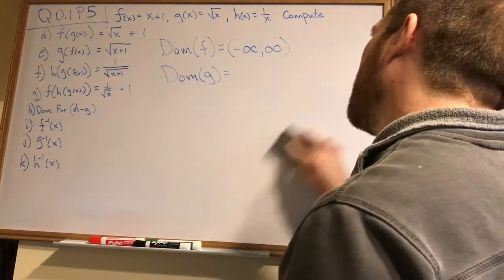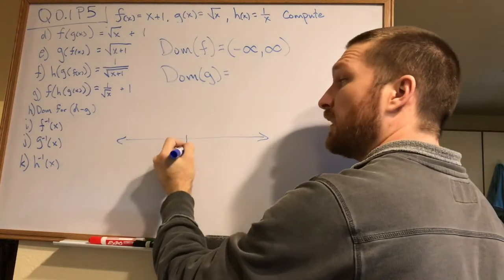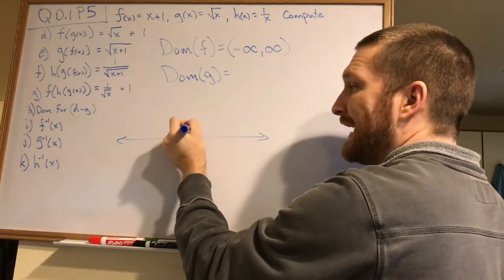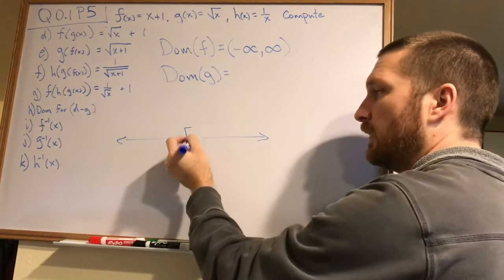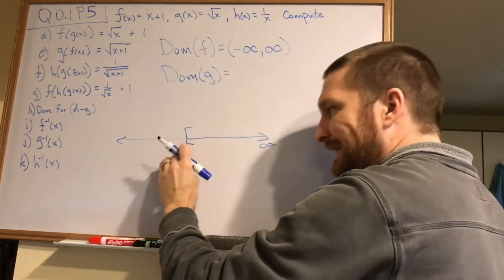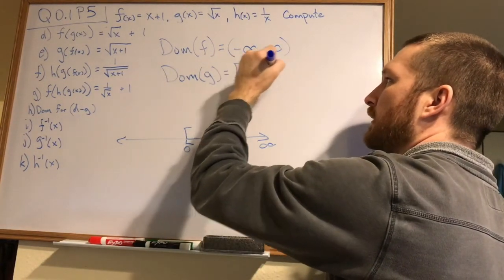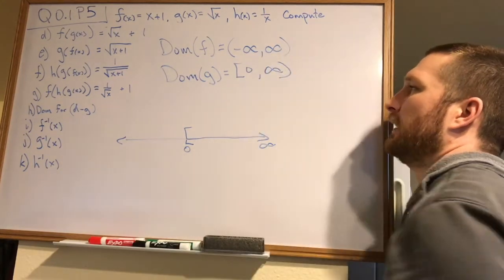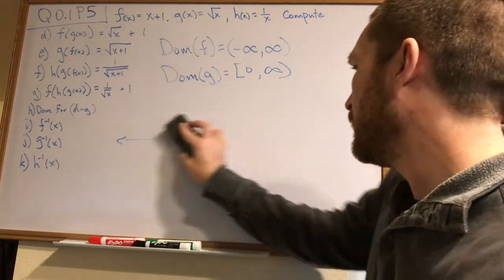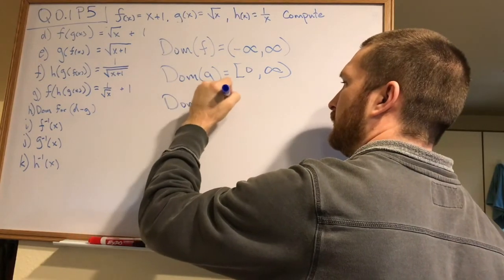We do have a problem plugging in negative numbers. So if I'm thinking about the number line, we don't have a problem with 0. We don't have a problem with any positive numbers going into g. We can put 0 in as an input, all positive numbers up to infinity, and so we're leaving out all the negative numbers. This is the interval that we want, from 0 up to infinity, right there. Okay, so that's the domain of g. What about the domain of h?